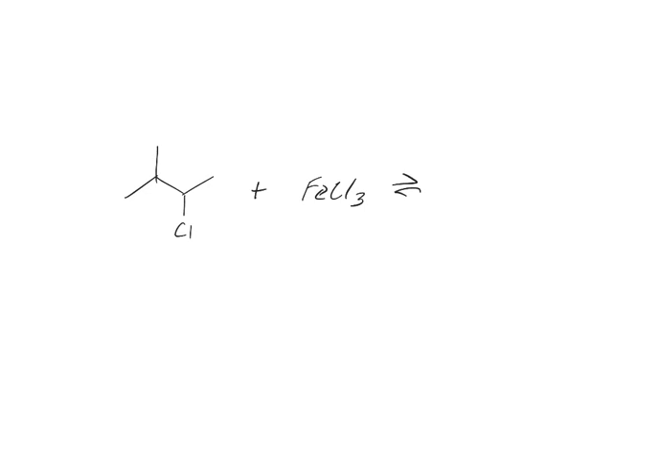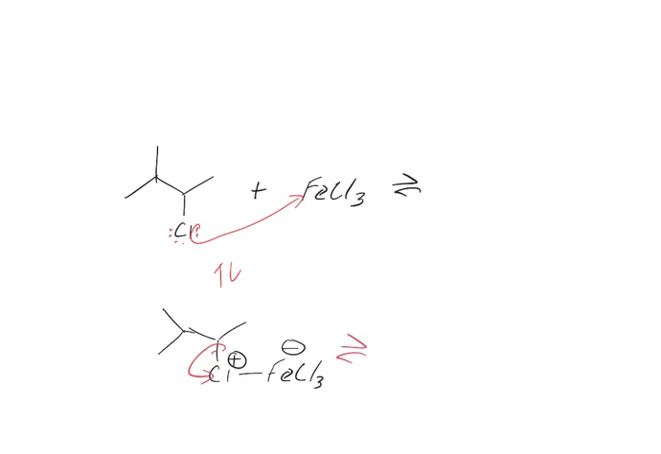So if you're trying to generate a super electrophile here with an alkyl halide and iron chloride, what's going to happen? What's going to happen is that the lone pairs on the chlorine, I'm going to add there first. So now the iron has a negative charge, the chlorine has a plus charge. But then what happens is you generate a carbocation.